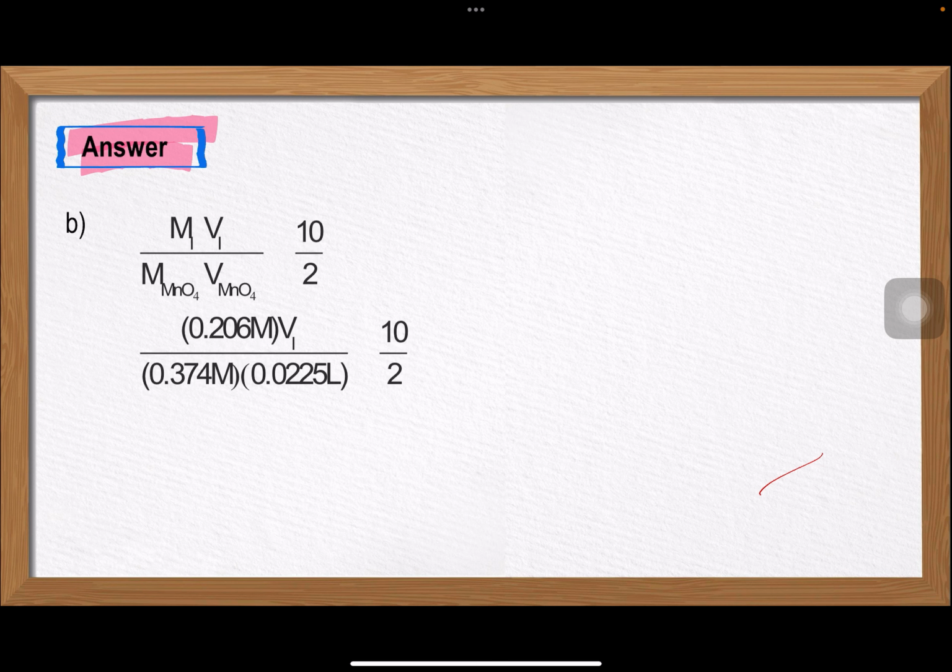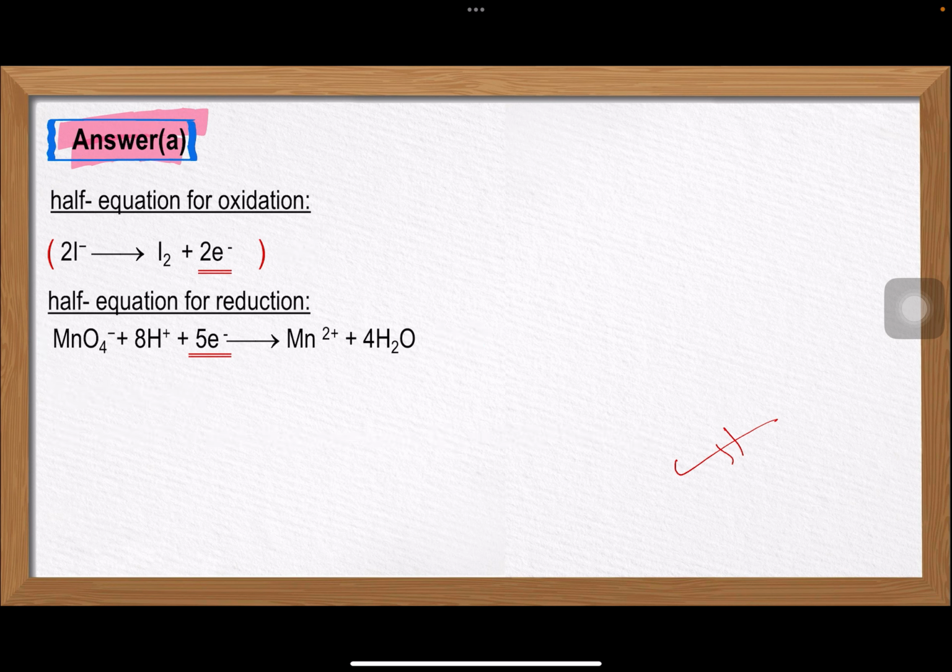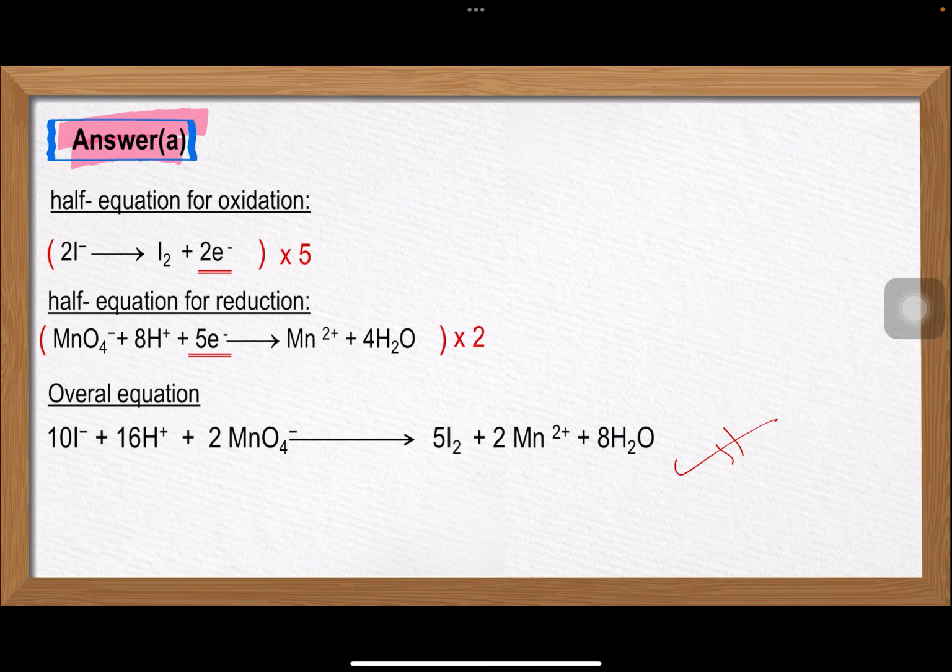Okay, overall. And then B, after you get the final equation: how many milliliters of 0.206 molar iodine are needed to reduce 22.5 milliliters of 0.374 molar? Reduce to, so make another solution, which is 22.5 milliliters of 0.374 molar. This is a dilution process.